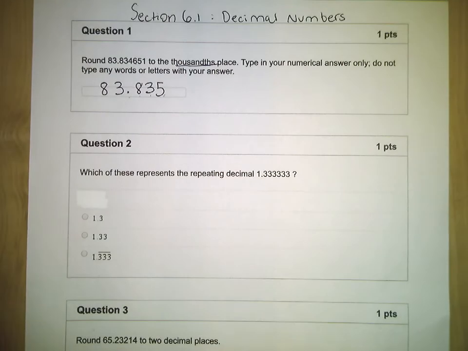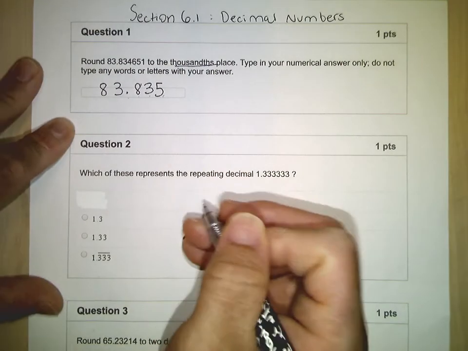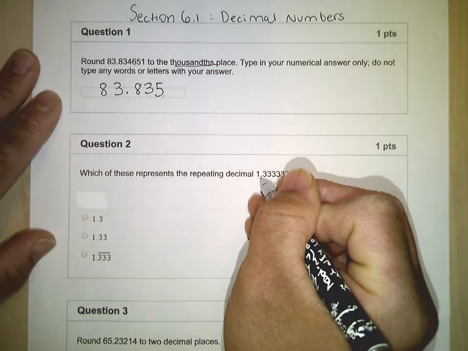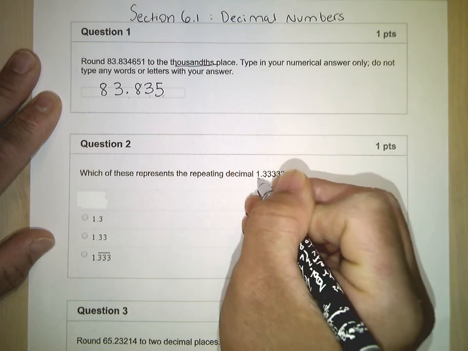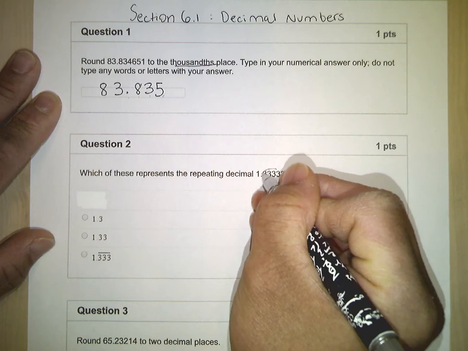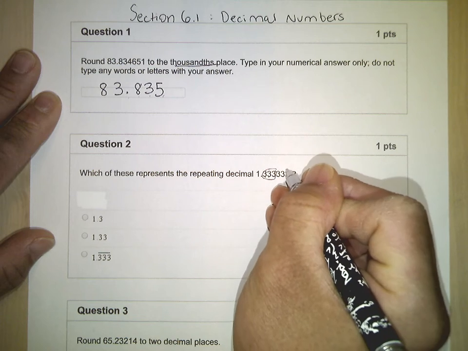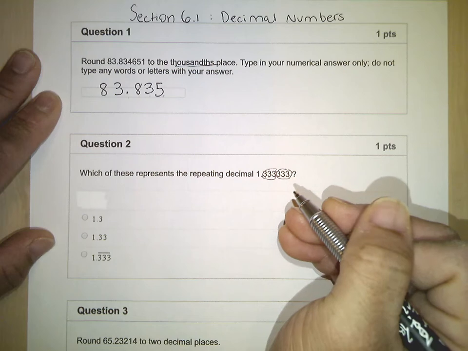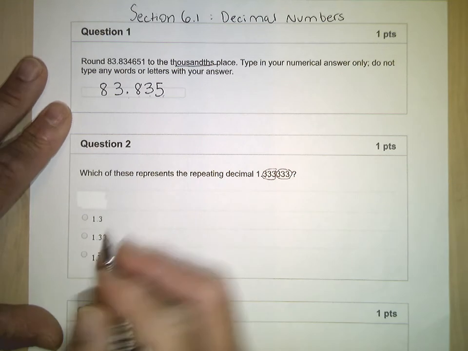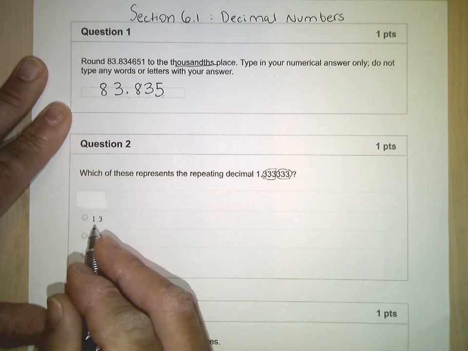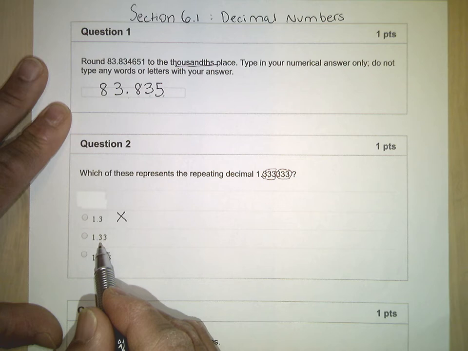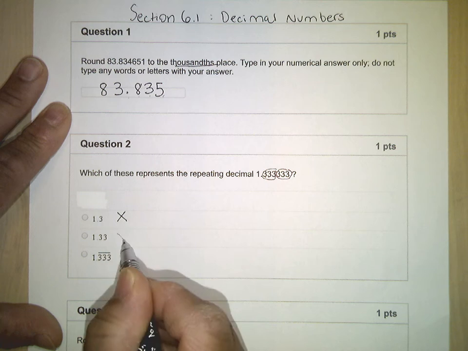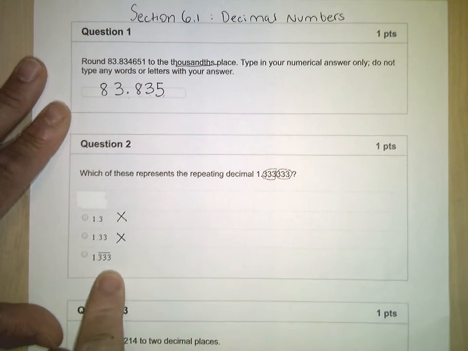All right, let's try another one. Which of these represents the repeating decimal? And you can see it, 1.333333, or 1 and 333,333 millionths. All right, so I know it's not 1 and 3/10ths or 1.3, and I know it's not 1 and 33 hundredths.